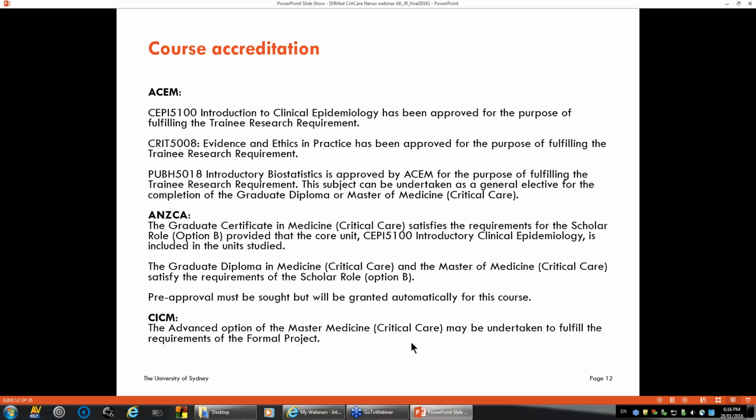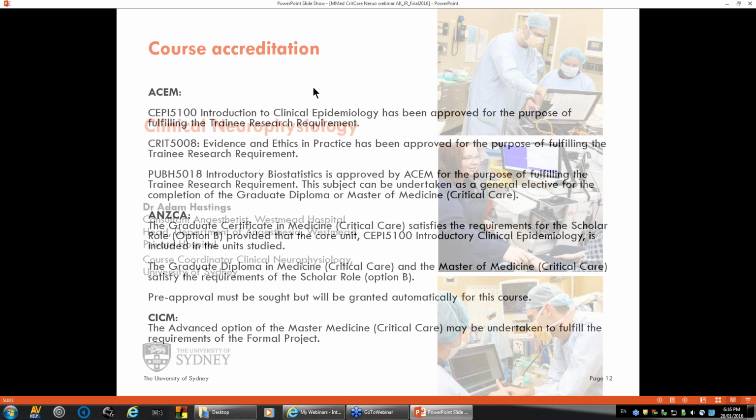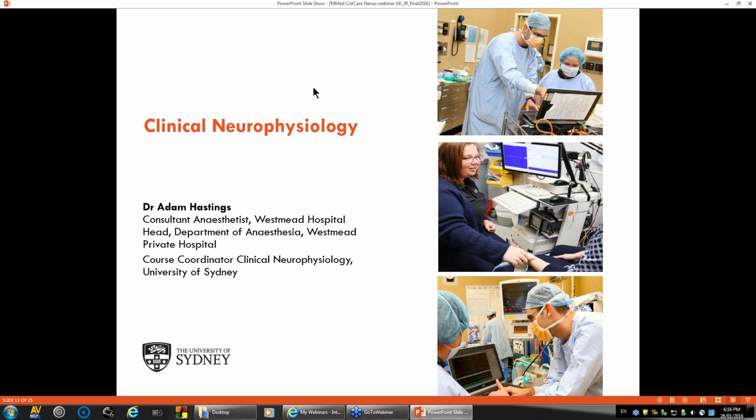And for intensive care medicine, if you go on and do the advanced option, that will fulfil the requirements for a formal project. So you can see there are some carrots there for those of you in advanced training: by completing the masters, you'll also complete those requirements for the three colleges. So I'll hand over now to Adam, who will talk to you a little about the clinical neurophysiology units of study.